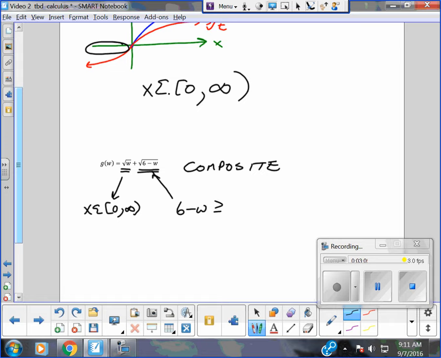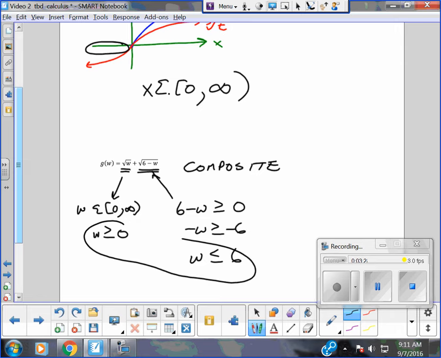We know that this has to be greater than or equal to 0. So negative w is greater than or equal to negative 6. Divide by negative, flip the inequality. And w has to be less than or equal to 6. But over here, and I suppose this is an x, this is w, we know w has to be greater than or equal to 0. So the question is where do these two inequalities overlap? Well, greater than 0, less than 6. So we know that the domain of this function is 0 to 6.